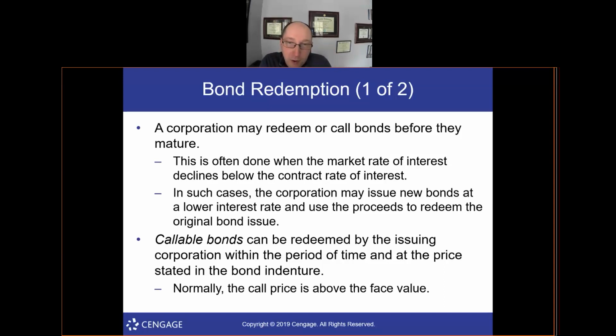This is done when the market rate declines below the contract rate to prevent a loss or to prevent a discount from happening. So, for example, a company will typically repurchase its stock before the stock declines, right? The reason for that is to maintain its value. The same concept applies with bonds.